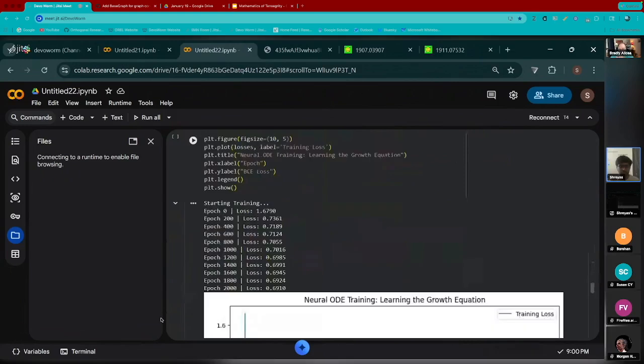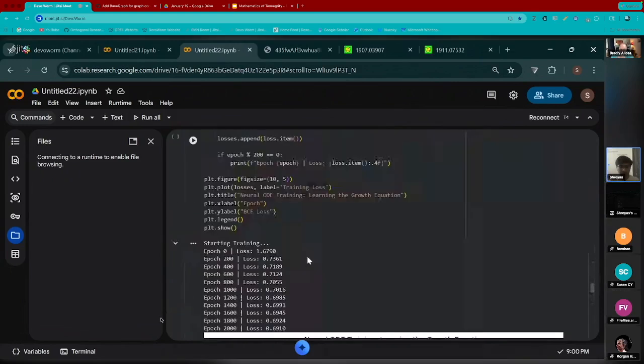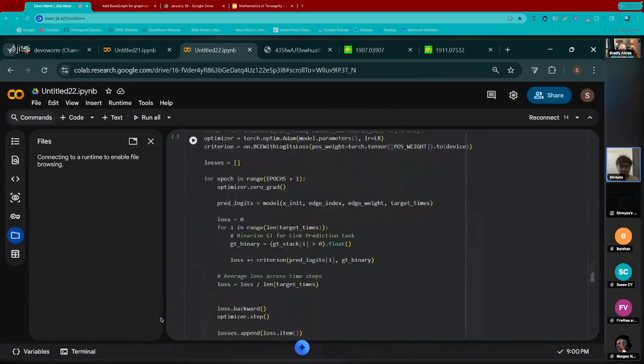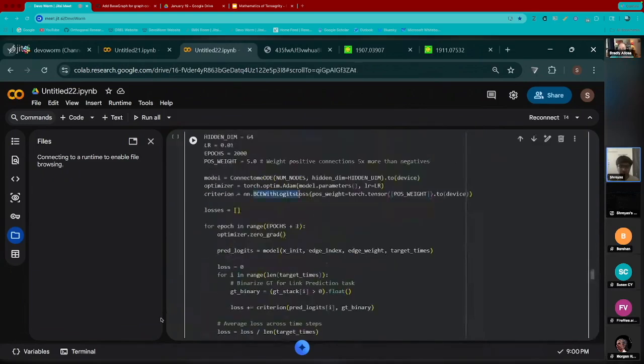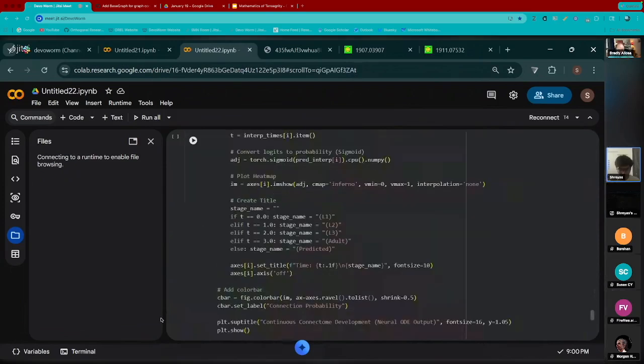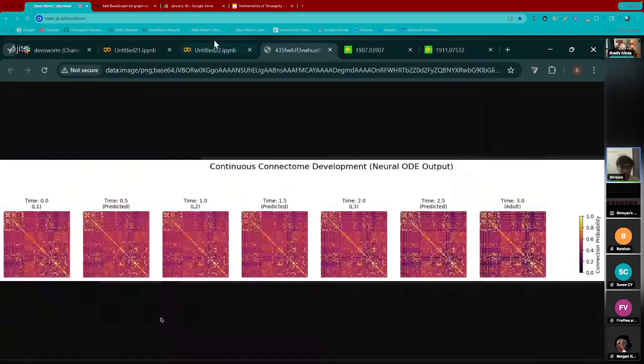I didn't go into the math, the loss function and the training part of it. As a matter of fact, I used binary cross entropy with logits loss for this model. And yeah, so these are the connections.